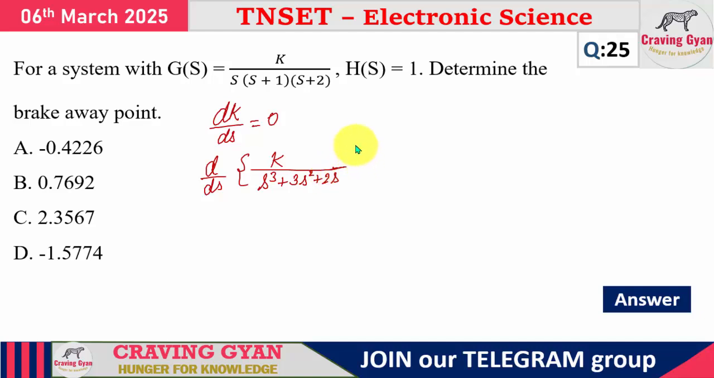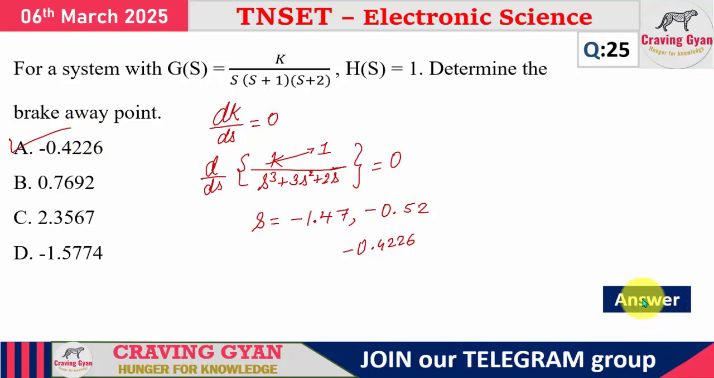dK/ds you equate to 0, with K taken as 1, and then solve. What is the value of s you get? By making use of the quadratic equation, the values of s are minus 1.47 and minus 0.52, which is closer to minus 0.4226. So the corresponding option is option A.